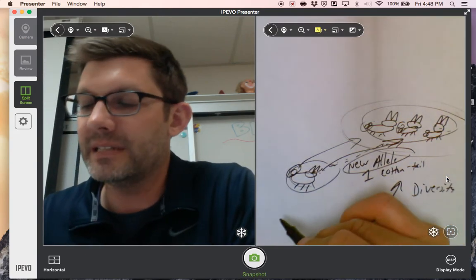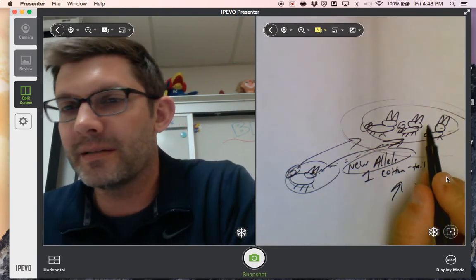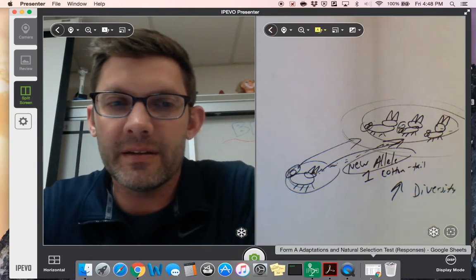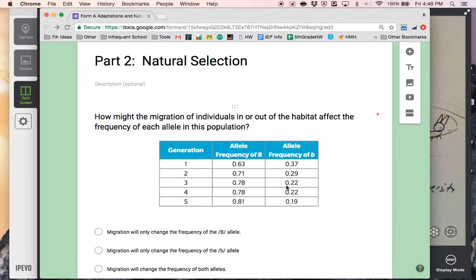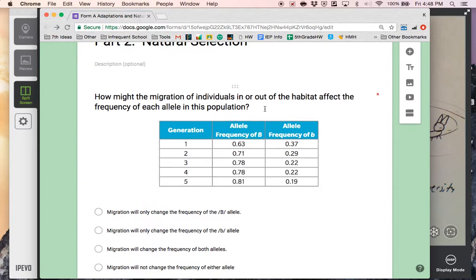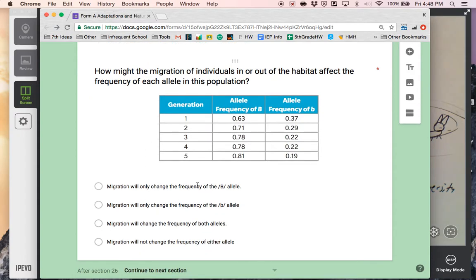So people leaving, rabbits leaving, or rabbits coming, it has a big change in the traits of the population. Let's see here. How might the migration of individuals in or out of the habitat affect the frequency of each allele? Migration will only change the frequency of the dominant allele, and not necessarily, because it depends what allele it brings in. Migration will only change the frequency of the recessive, and again, not necessarily. Migration will change the frequency of both.